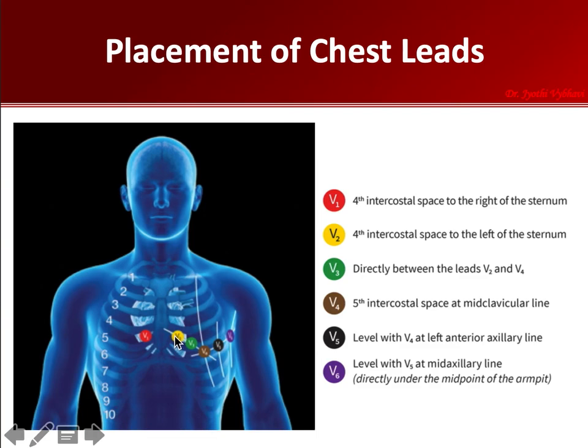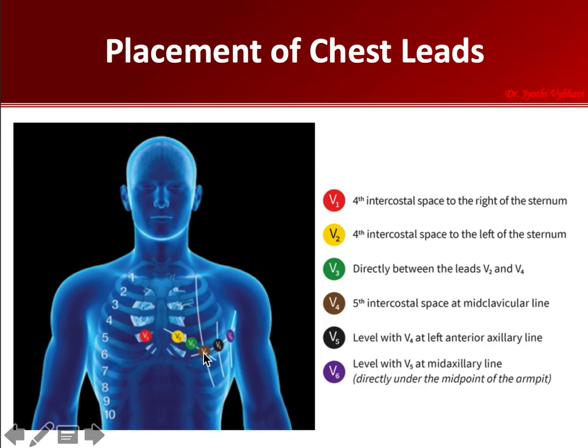Okay, so lead V1 is recorded here, in the fourth intercostal space just to the right of the sternum, and V2 is placed in the fourth intercostal space just to the left of the sternum. Then you come to V4. First you have to mark the mid clavicular line, straight down from the clavicle. V4 is marked in the fifth intercostal space at the mid clavicular line, and V3 is present in between V4 and V2.